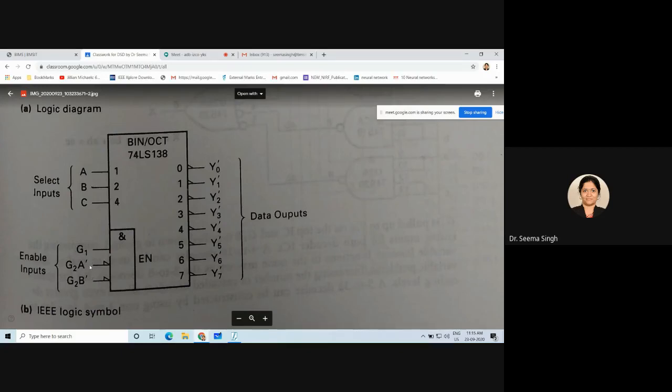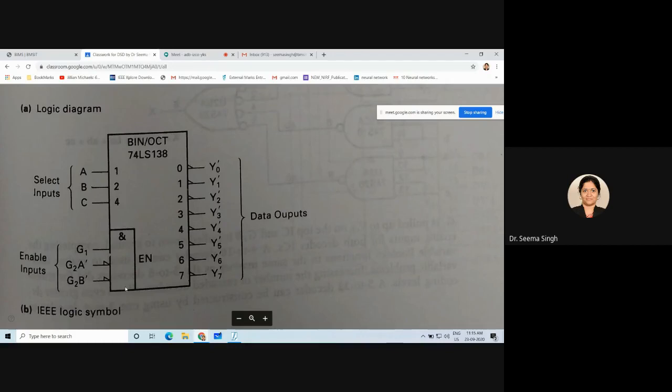Out of that, 2 enable pins, that is G2A dash and G2B dash, are active low, and 1 enable pin that is sometimes called the master enable also. The master enable pin is active high. So you should remember that it consists of active low enable pins and one active high. Now you may be thinking, what is the need of so many enable pins? You will be able to see in a later stage how such enable pins help you to actually use it for various purposes.